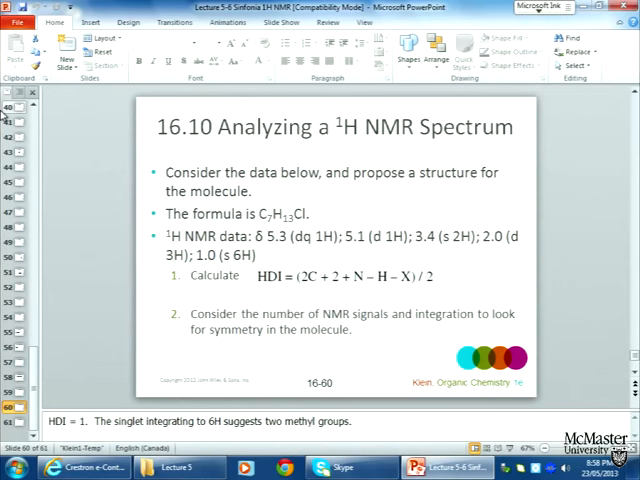Okay. So consider the number of NMR signals and integration to look for symmetry in the molecule. And that here is fairly obvious, because if you look at that signal at 1.0 ppm, it says singlet 6H. Well, you can't have 6 hydrogens on 1 carbon, right? Not even the guy who misrepresented the octet rule put 6 hydrogens on a carbon. So you can't have that. So what do you think? How do you think we get one signal with 6 hydrogens on it?